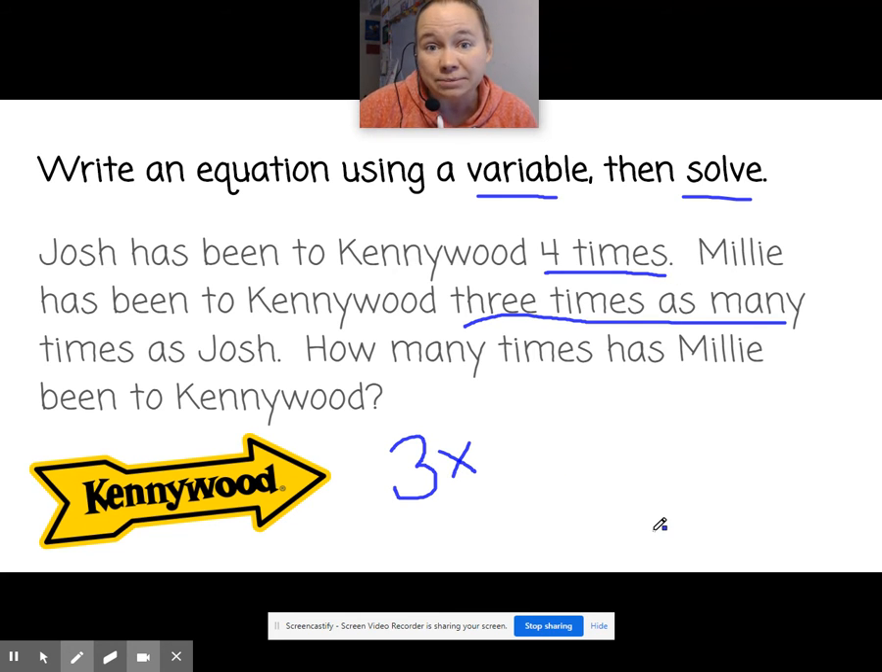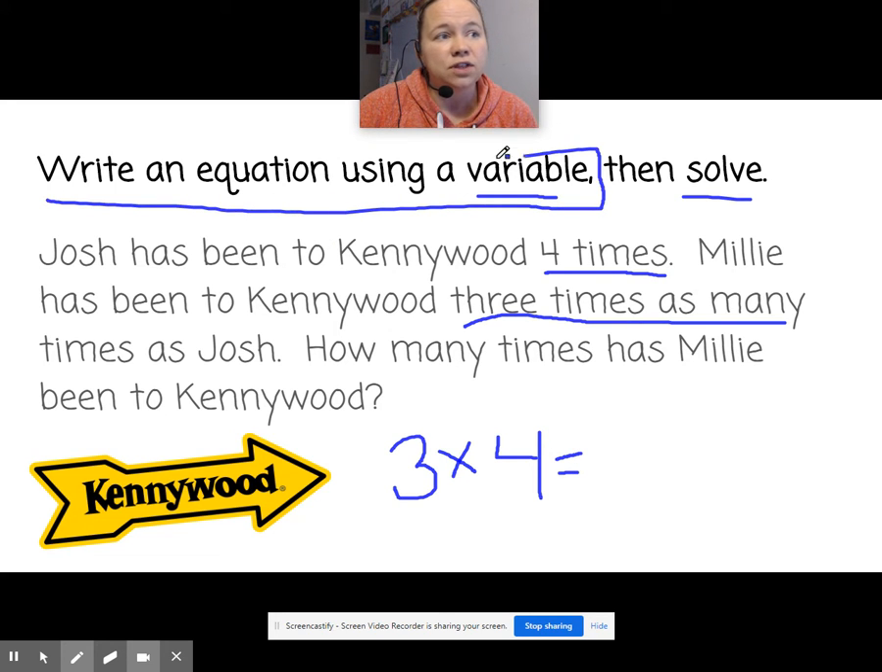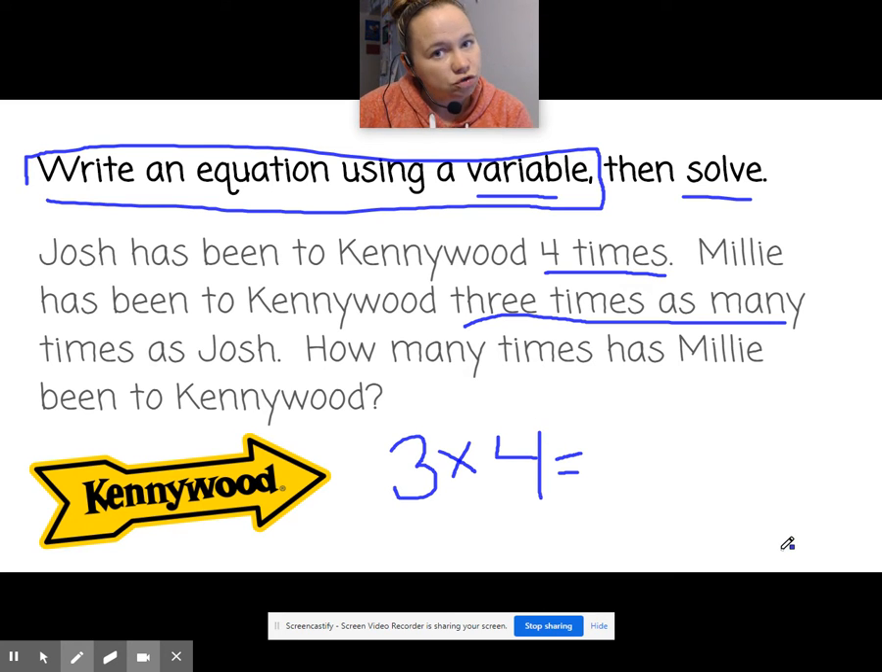How many times did Josh go? 4 times. How many times has Millie been to Kennywood? That's going to be our variable. That's our unknown. So we do need to write an equation using a variable, even though you might be saying, oh, I can just solve it. I know 3 times 4. But the directions say to write an equation using a variable. So I'm going to use M because my word problem says Millie. 3 times 4 equals M.